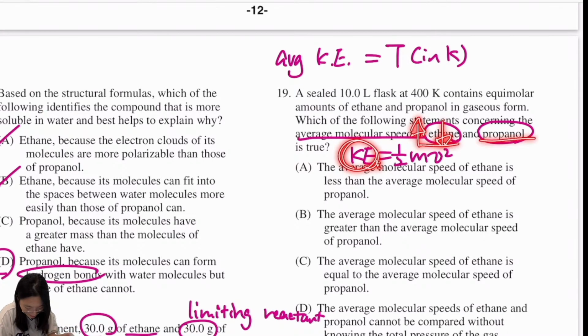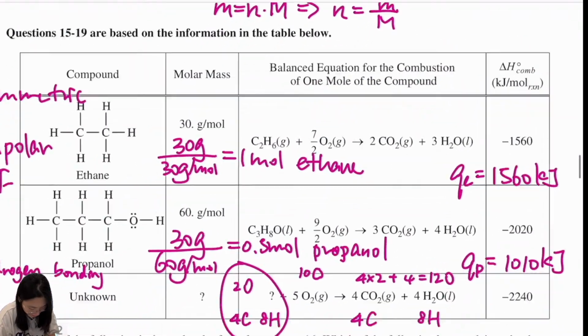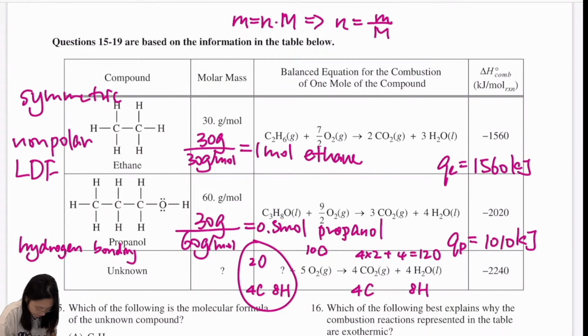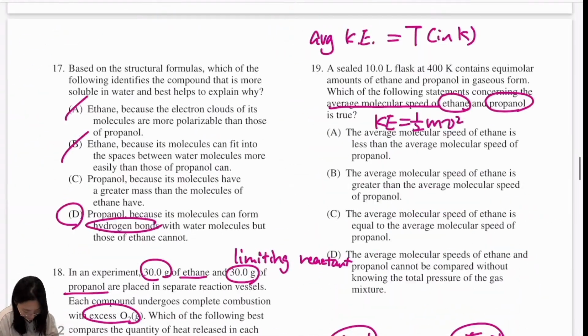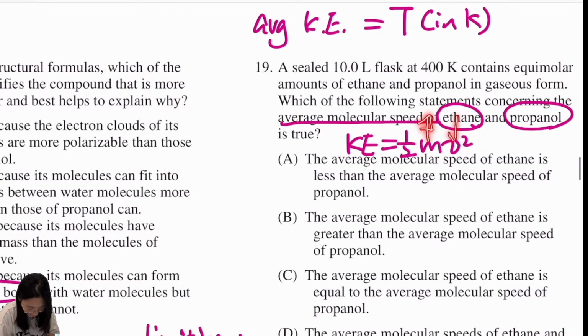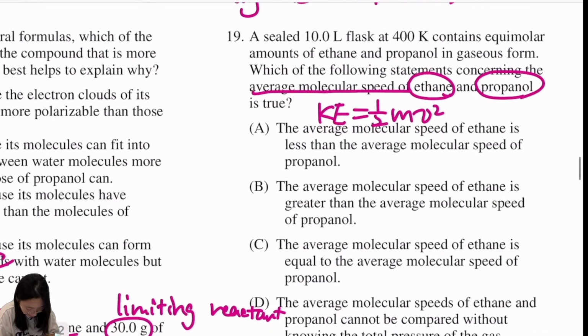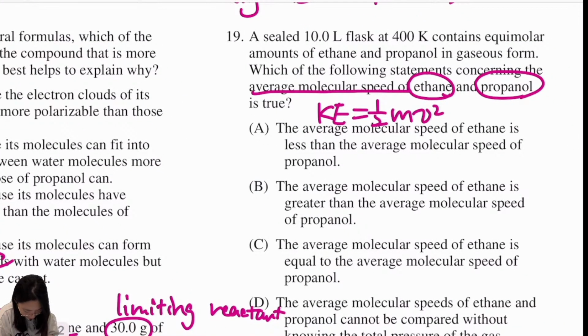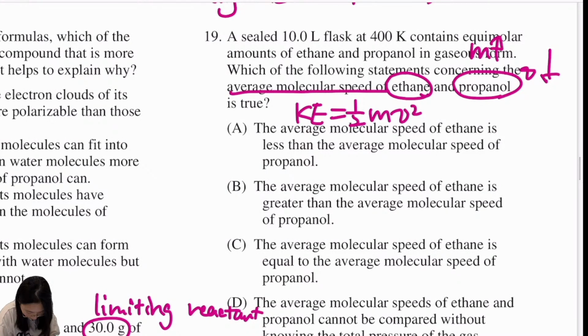And between ethane and propanol, which one has a greater molar mass? Propanol has a greater molar mass. So propanol, with a greater molar mass, will have a lower speed. So again, propanol has bigger mass, so its speed is smaller. So the average molecular speed of ethane is greater. Option A, average molecular speed of ethane is less, that's not true. B, average molecular speed of ethane is greater than propanol. Yes.